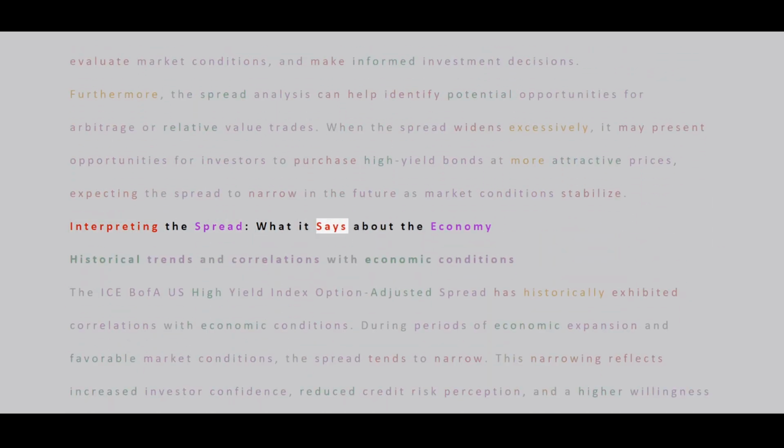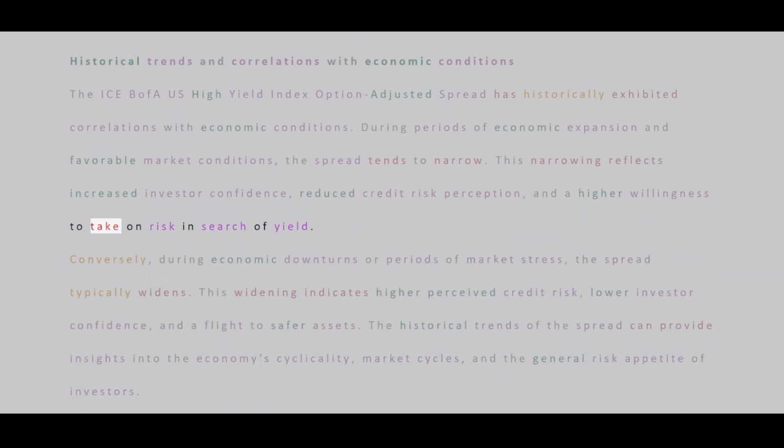Interpreting the spread: what it says about the economy. Historical trends and correlations with economic conditions. The ICE BofA U.S. High-Yield Index Option-Adjusted Spread has historically exhibited correlations with economic conditions. During periods of economic expansion and favorable market conditions, the spread tends to narrow. This narrowing reflects increased investor confidence, reduced credit risk perception, and a higher willingness to take on risk in search of yield. Conversely, during economic downturns or periods of market stress, the spread typically widens. This widening indicates higher perceived credit risk, lower investor confidence, and a flight to safer assets.